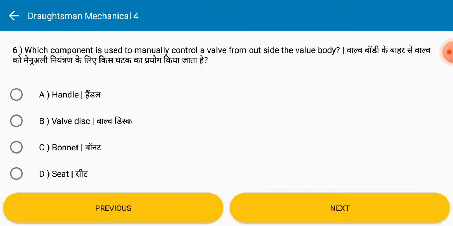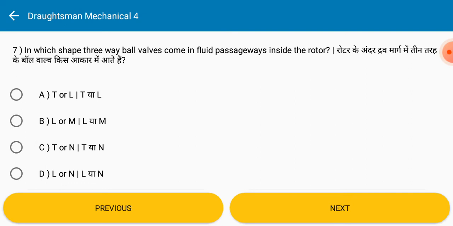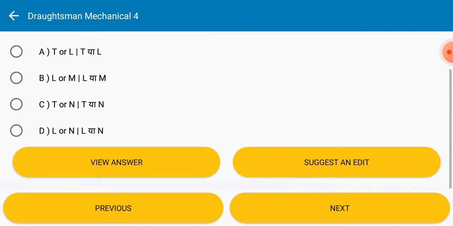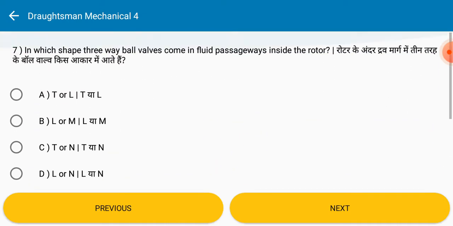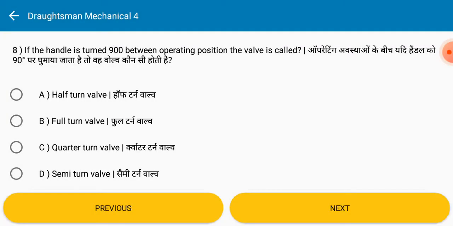Next question. Which component is used to manually control a valve from outside the valve body? Option number A is the right answer, handle. Next question. In which shape three-way ball valve come in fluid passageway inside the rotor? Option number A is the right answer, T or L.